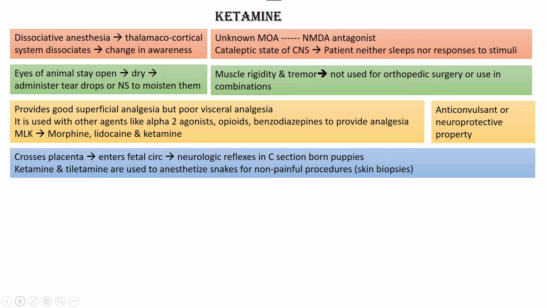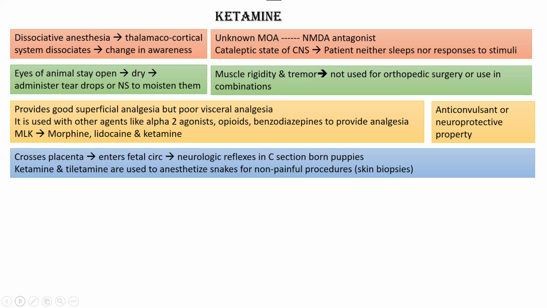Next thing is ketamine crosses the placenta and it will enter the fetal circulation. So, if you are using ketamine in C-section surgery, that means the ketamine will cross the placenta, enter fetal circulation, and it will cause neurologic reflexes in the C-section born puppies.